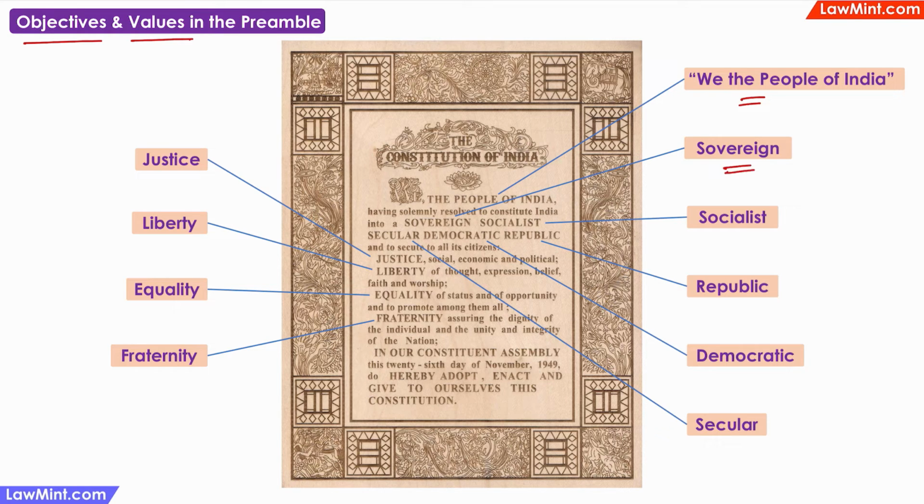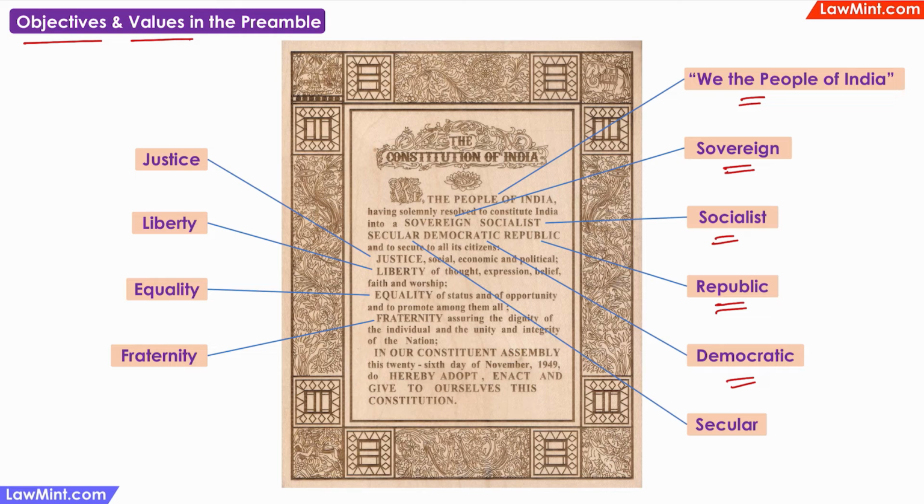We are a sovereign country. This means that India is an independent country completely free from foreign control. And we have the authority to create our own foreign policies and deal with our own internal affairs. Socialist, which means that all citizens should have equal opportunities and the government will make all efforts to bridge the gap between the rich and the poor. And republic means that we are not ruled by any hereditary king or queen. We will elect our own government, directly or indirectly.